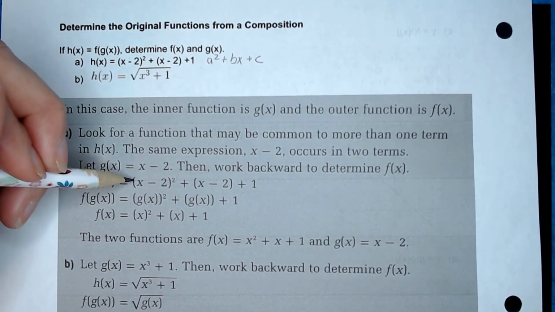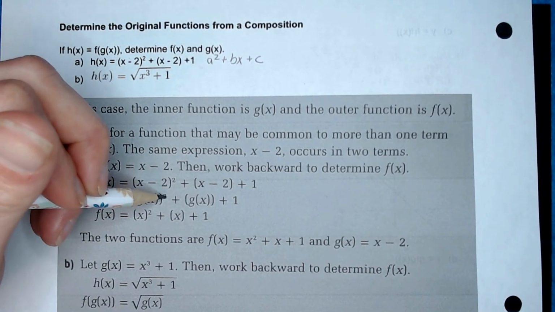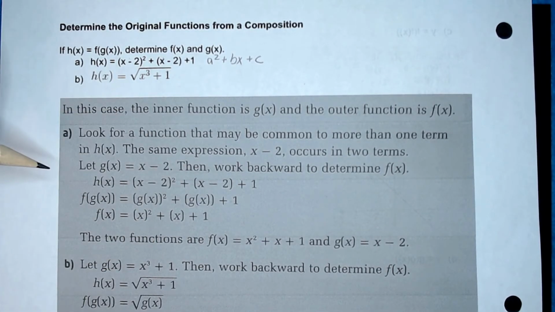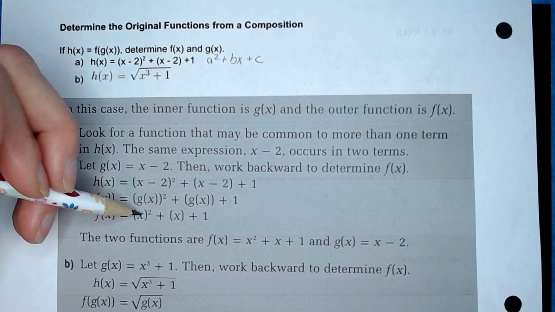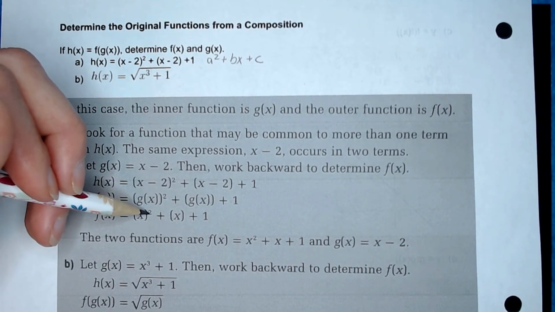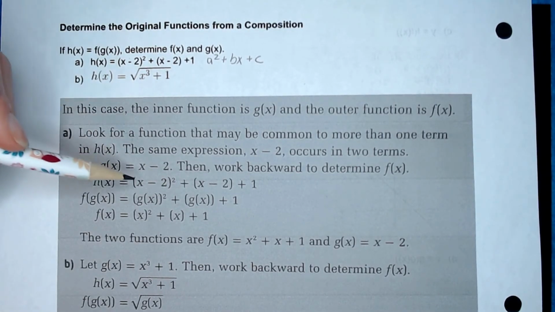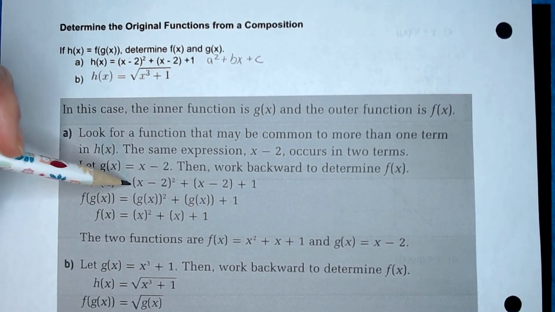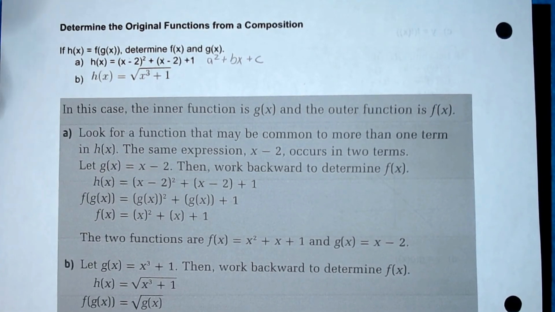So if you kind of break it down, you will get g of x squared plus g of x plus 1. And then you're just replacing the values. f of x is equal to x squared plus x plus 1. So we know that g of x is x minus 2, and f of x is x squared plus x plus 1. You're basically just factoring.